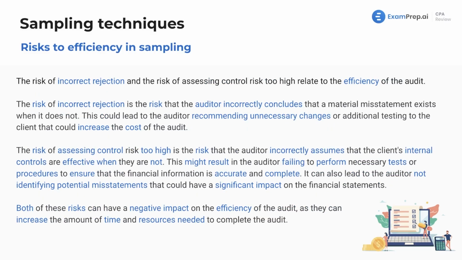Surprise, surprise, we're at efficiency. We're talking about efficiency in sampling. We want to memorize that the risk of incorrect rejection and the risk of assessing control risk too high relate to efficiency. If you had unlimited resources and all the time in the world, sure, doesn't matter, not a big deal. But I don't know. If I were me, I'd want to be done with the audit sooner so I could go sit on the beach with a margarita. But maybe you enjoy doing the audit.